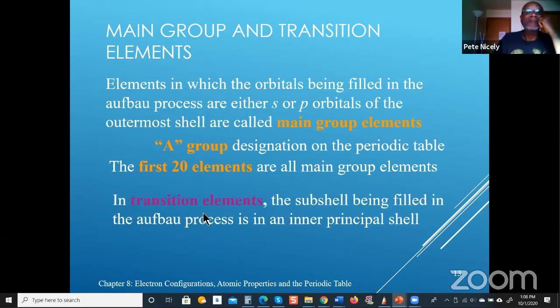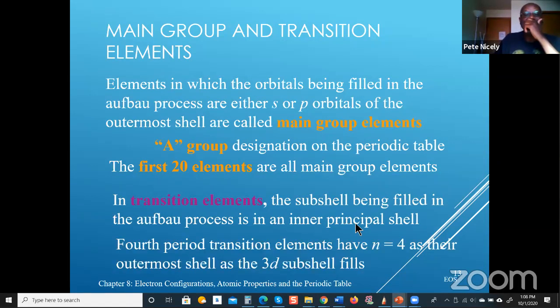And then we have a second category of elements known as transition elements. In the case of these elements, as you go from one to the other using the Aufbau process, you'll be adding an electron to an inner principal shell, and we're going to see that shortly. So in the case of the A group elements, you're adding electrons to the S or P orbitals in the outermost shell, but in the case of the transition elements, the electrons are being added to an inner shell. We're going to see that at work later on.